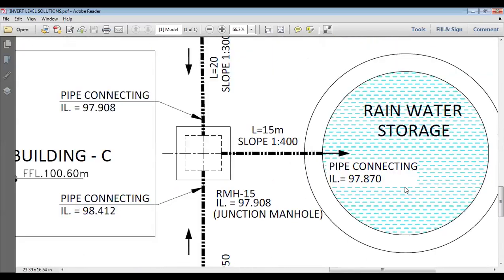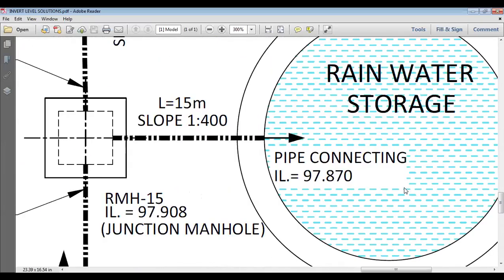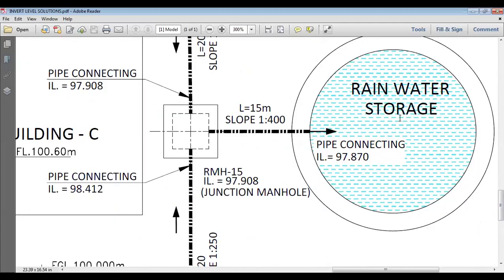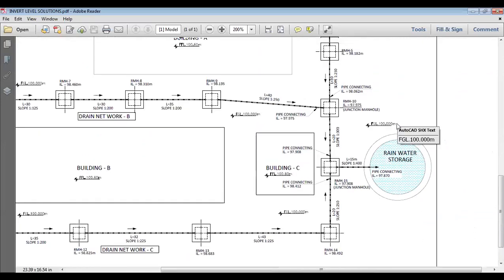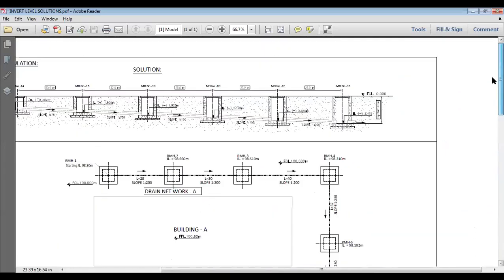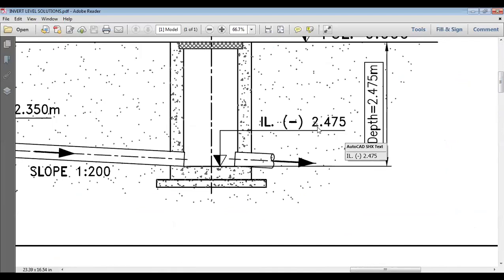Final level will be IL 97.870. For the first exercise, IL will be minus 2.475.